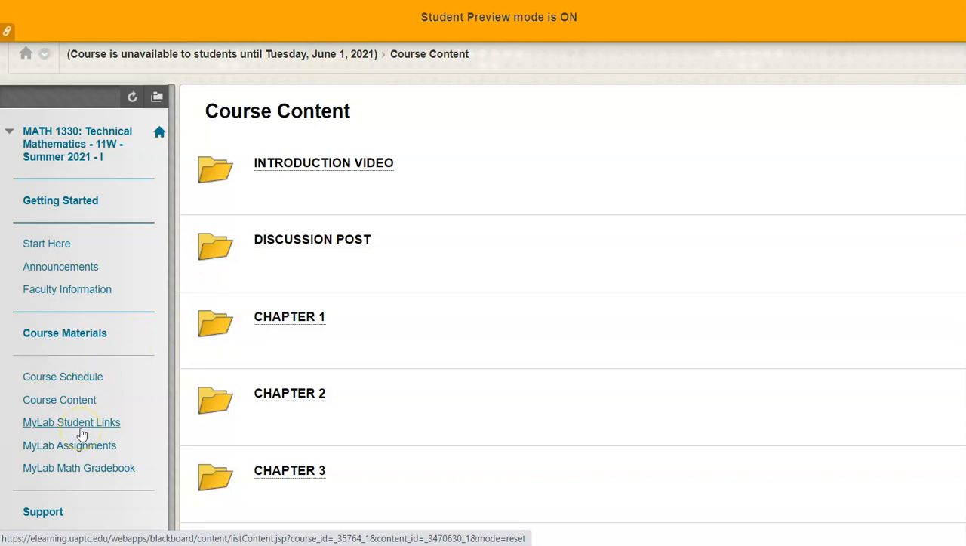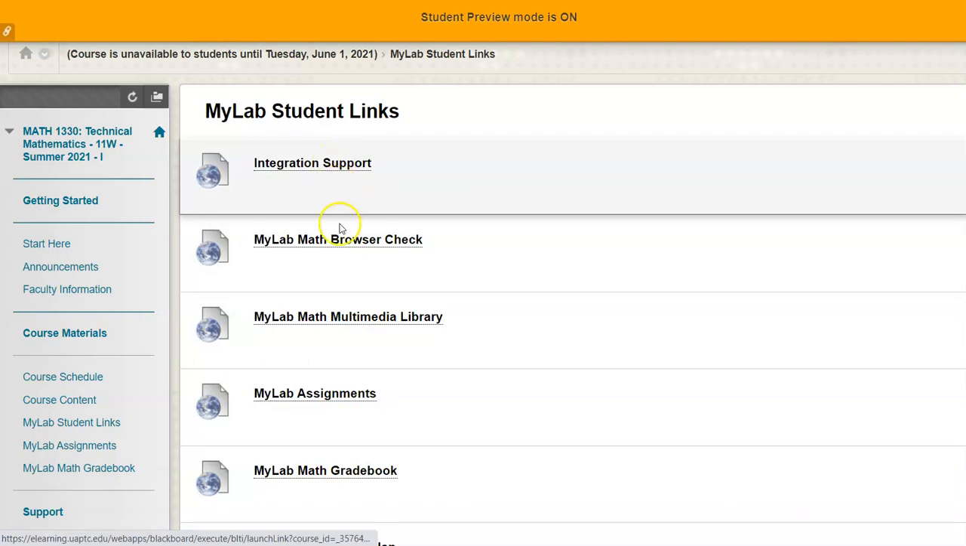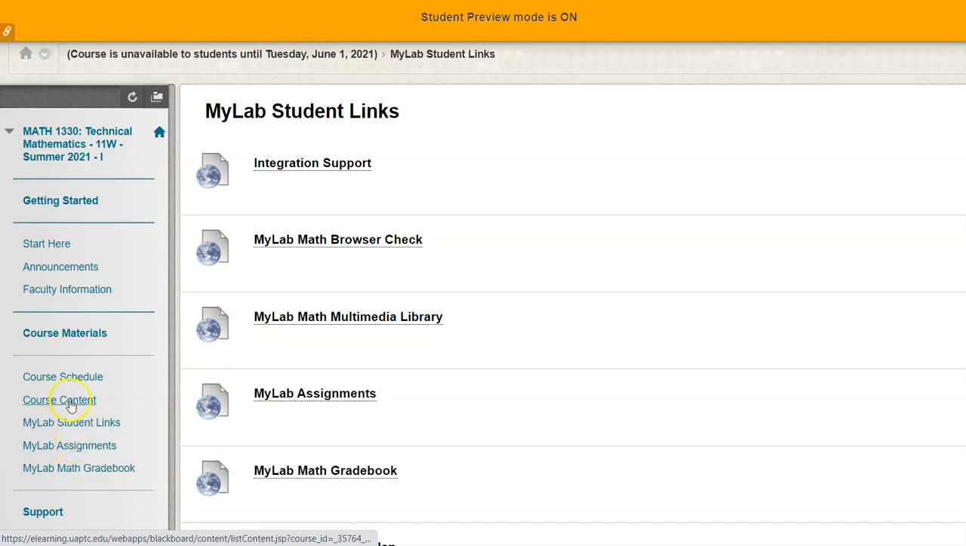If you go on down, you've got my student links. That's going to give you everything that is a reference for your book and everything. So this would give you your library, your assignments, your grade book. Most people don't really use a lot of this stuff. They stick mainly to these other two on the left where it says MyLab Assignments. That's where you're going to find all your assignments. And MyLab Math Gradebook, which is going to have your grades for the assignments. This is where you would find your grade in the course, and it's always updated.